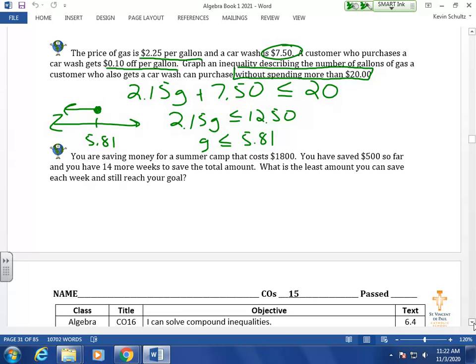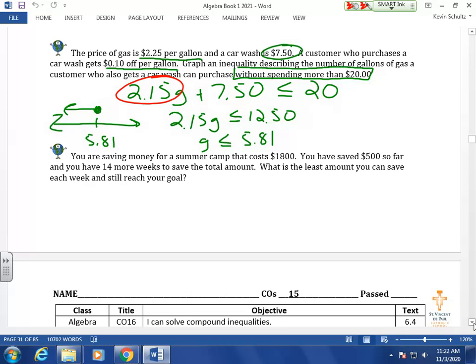But probably the biggest thing that maybe threw people off was this 10 cents discount and getting this number correct. You wouldn't subtract 10 cents after everything's done. You would do it right off the bat because you're paying $2.25 per gallon. Take that 10 cents off, get $2.15.